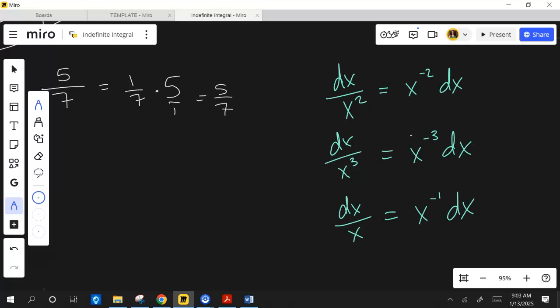X to the negative 2 is what, a fraction? 1 over x squared. x to the negative 3.